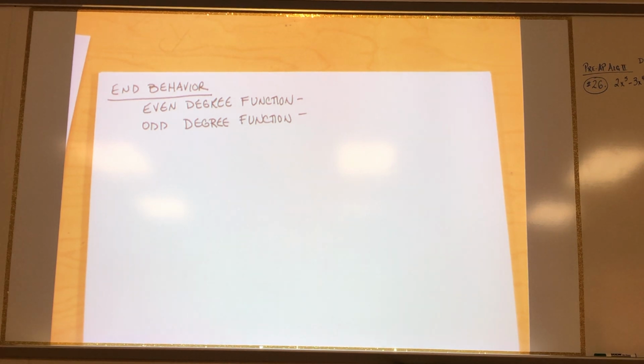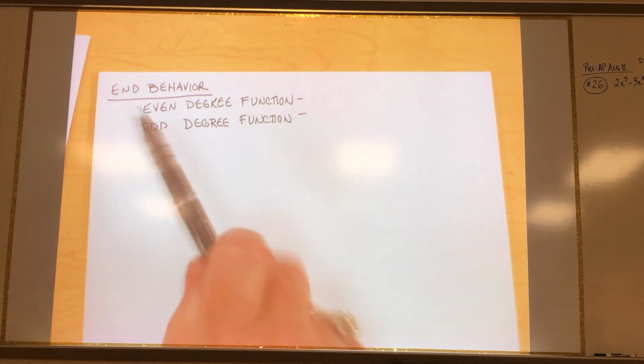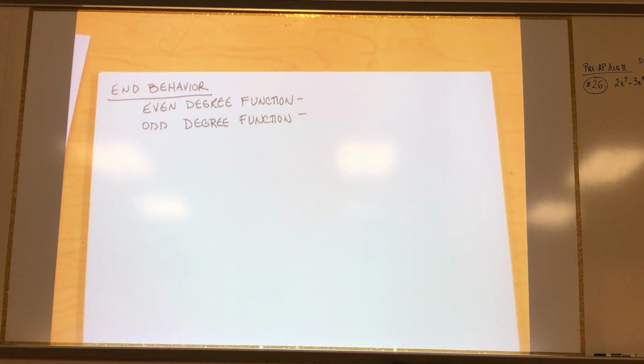If that highest exponent is an even number, 2, 4, 6, 8, 10, 12, then that's an even degree function. If it's an odd number, 1, 3, 5, 7, 9, etc., that's an odd degree function, okay? Now listen to me. People, your function is either gonna be even or odd.